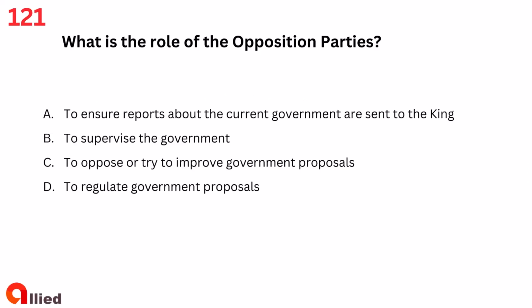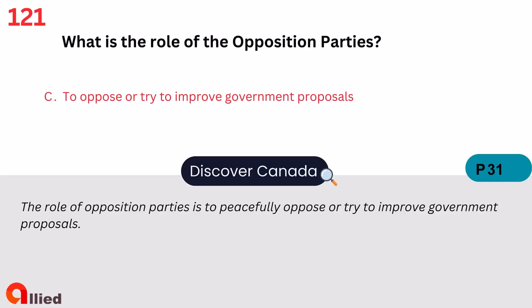Question 121. What is the role of the opposition parties? A. To ensure reports about the current government are sent to the King. B. To supervise the government. C. To oppose or try to improve government proposals. D. To regulate government proposals. The answer is C. To oppose or try to improve government proposals.